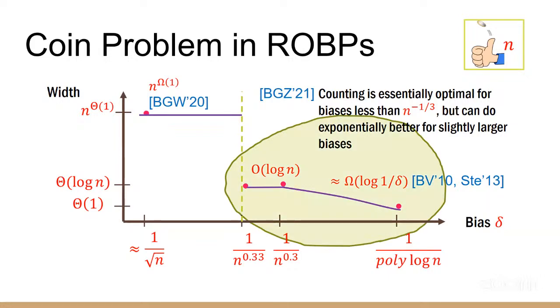So in this talk, we will focus on these upper bounds. We'll start with the construction here and then eventually come to the construction for read-once branching programs for detecting 1 by n to the 0.33 bias. Any questions?